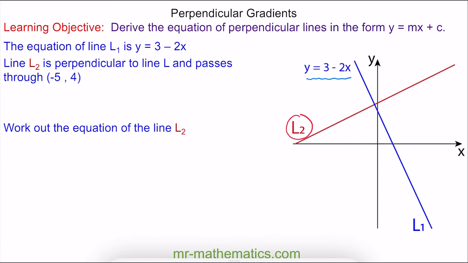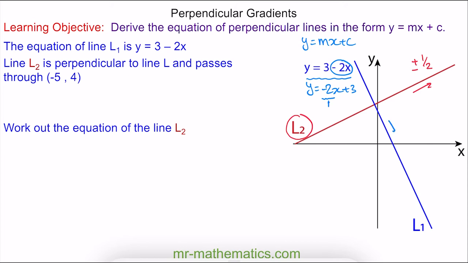Before we begin, I'm going to write the equation of line L1 in the form y = mx + c. So I'm going to move the negative 2x to before the 3. So y = -2x + 3. And now we can see the gradient of the blue line is negative 2. This means the gradient of the red line will be positive 1/2. Again, this is going up because it's positive, whereas the blue line is going down with a negative gradient.